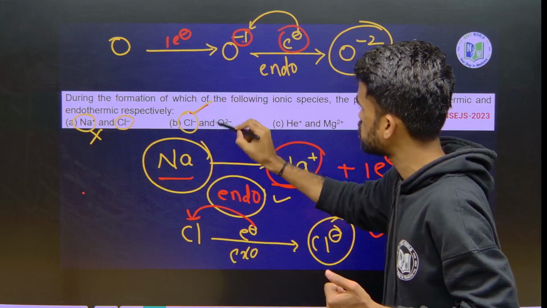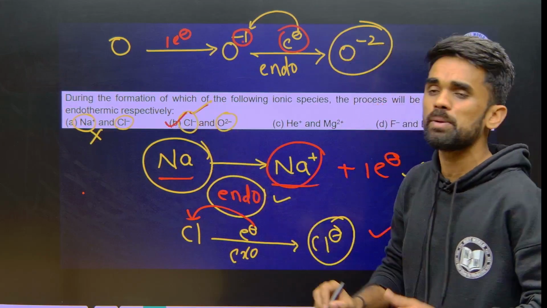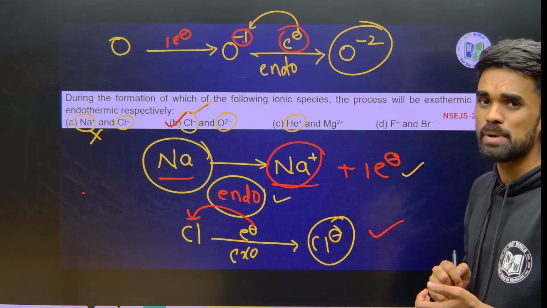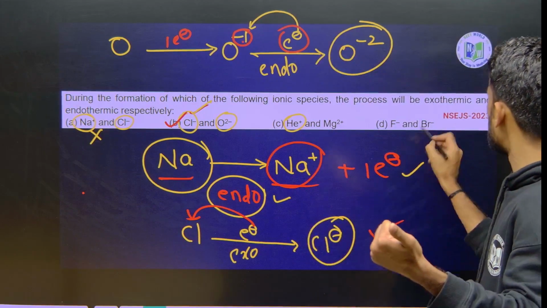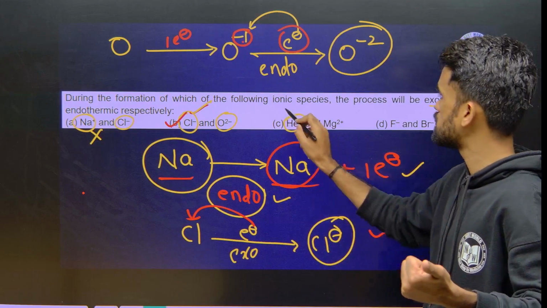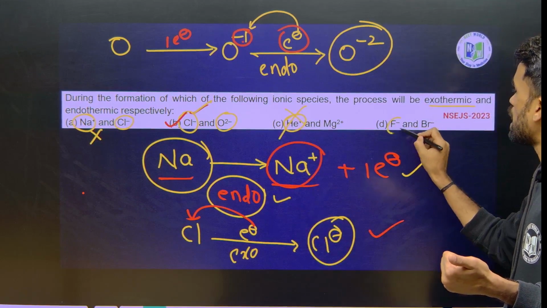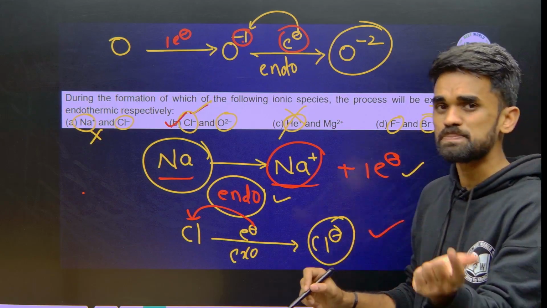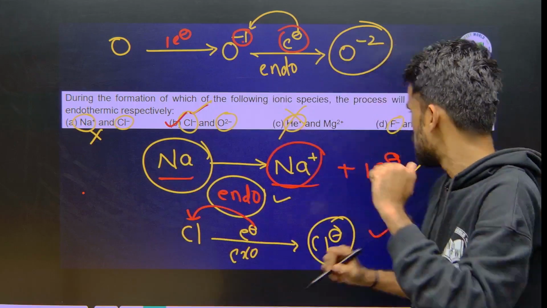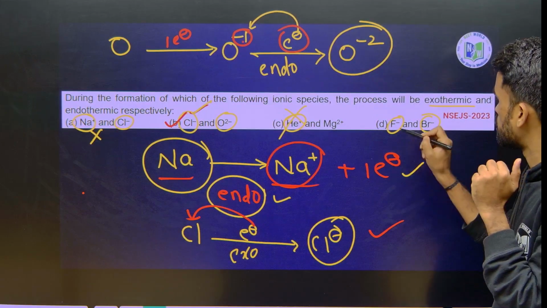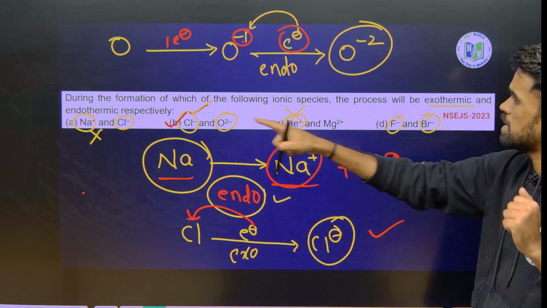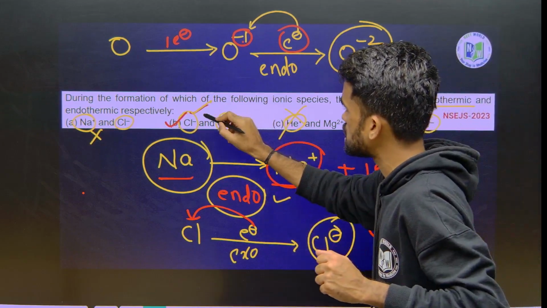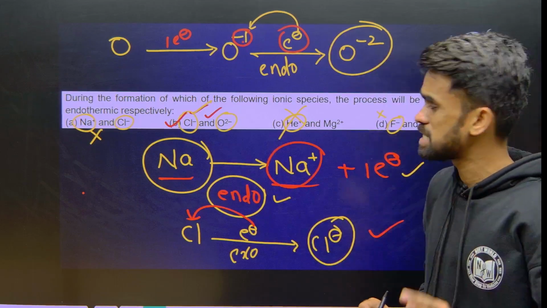So the first one is exo, the second one is endo. So option number 2 will be your perfect answer. You can look at here: formation of helium ion from helium atom is endothermic, but the first process has to be exothermic, so this is incorrect, remove this. And fluoride ion formation is exothermic, as well as chloride ion formation from fluorine and chlorine atoms. Both are exothermic, but one should be exothermic and another endothermic as per the question, so this is also incorrect. So the appropriate answer for this will be option number 2. Hope this is clear, right?